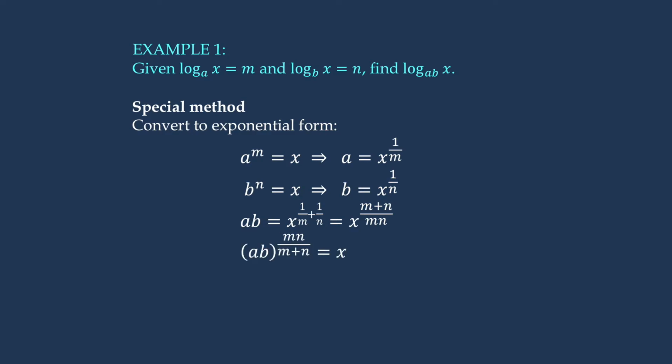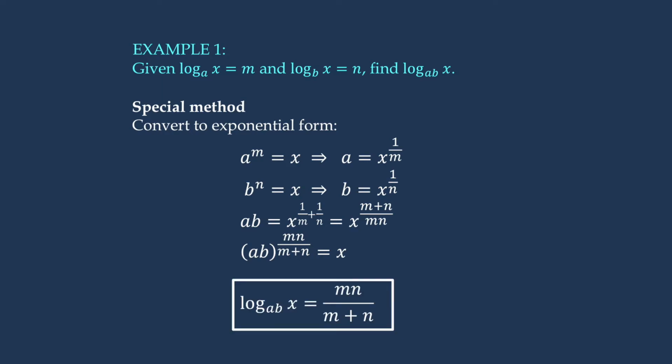Now raise both sides to mn over m plus n. This gives ab raised to mn over m plus n equals x. Using the definition of logarithms, we have log base ab of x equals mn over m plus n. This is the answer we want.